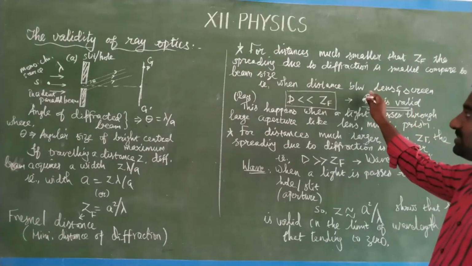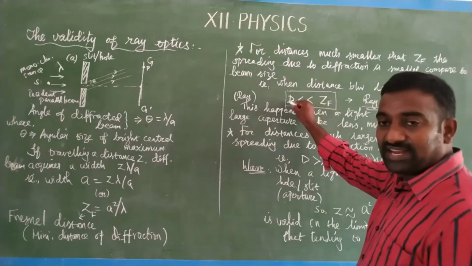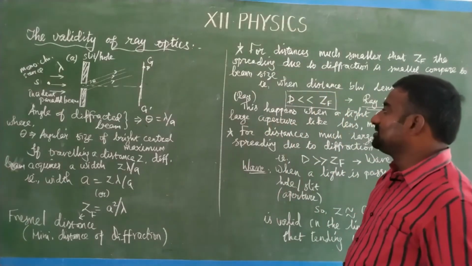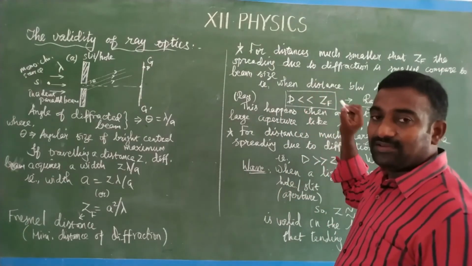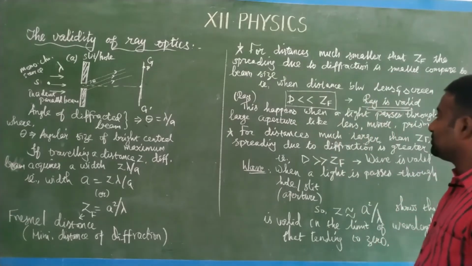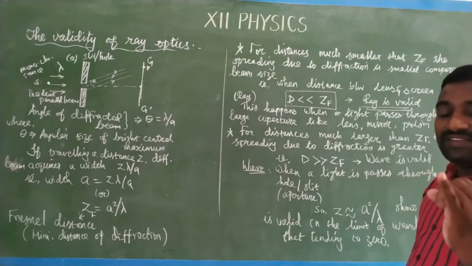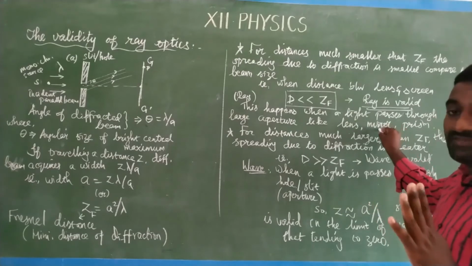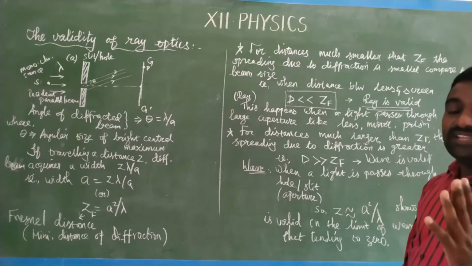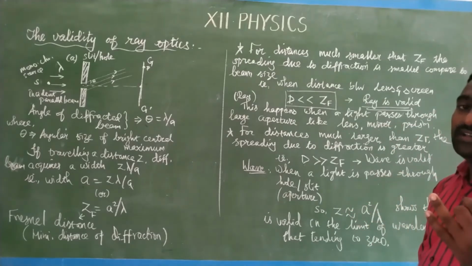So it is nothing but the distance between the lens and screen. அதாவது lens க்கும் screen க்கும் நடுவுல இருக்க distance. So the ray concept is valid. What are the phenomena? So நம்ம lens la பாத்திருக்கோம், it's a concave lens and convex lens, and the concave mirror and convex mirror, also in prisms, then the combination of lenses and the optical instruments.